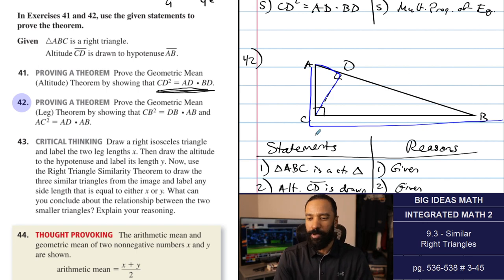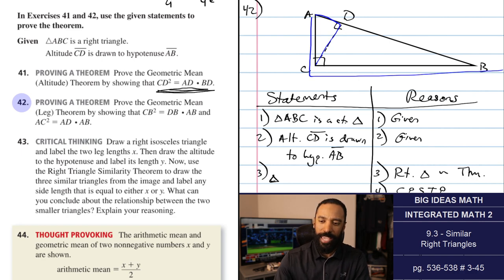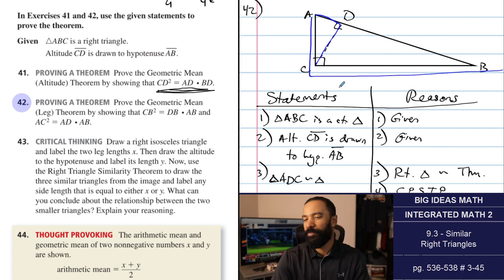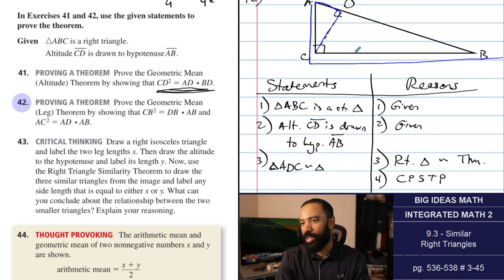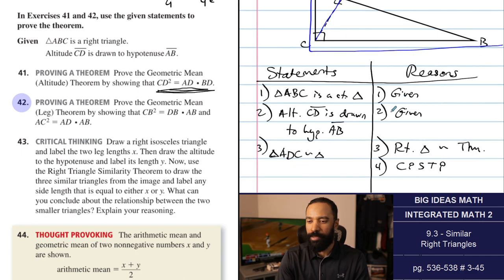AB, AB is in the big triangle. So yeah, let's do that. Let's do triangle ADC. ADC is similar to triangle ACB. Short, long.